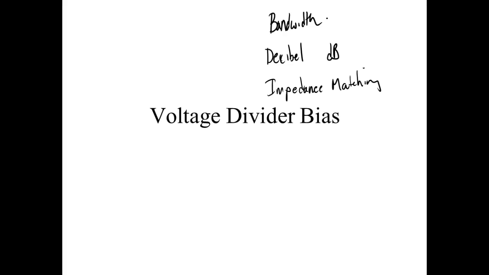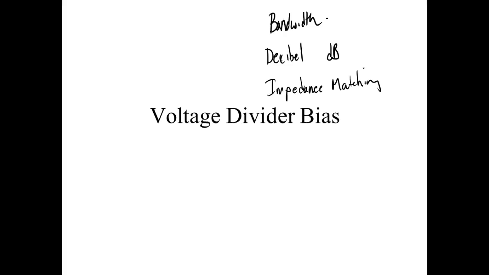So before we get into these amplifiers, we're going to talk about bandwidth. You go out and buy a stereo amplifier. First thing they're going to give you is the bandwidth. What range of frequencies can it amplify? And of course, then we're going to talk about dB. You have to understand dB to understand amplifiers or any type of communication system at all.